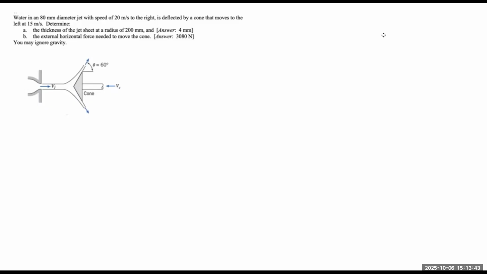So first things first is to choose our control volume. I'm going to choose our control volume as this. This control volume will help us solve for the thickness of the jet sheet, because the surface area at that point of the control volume boundary is going to correspond to the thickness of the jet sheet.